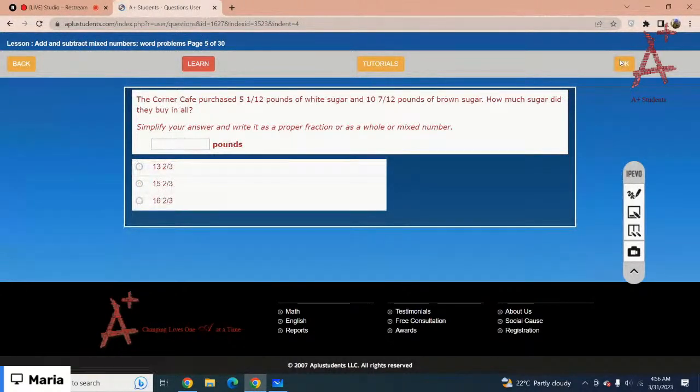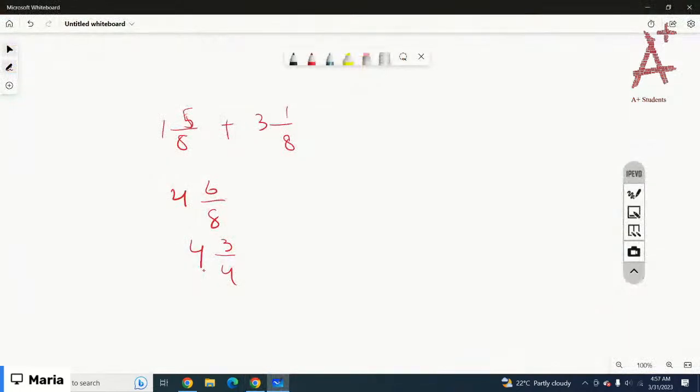Okay, the next one is, the Corners Cafe purchased 5 whole 1 by 12 pounds of white sugar and 10 whole 7 by 12 pounds of brown sugar. How much sugar did they buy in all? Also just add them. It would be 5 whole 1 over 12 plus 10 whole 7 over 12. Add the whole numbers. 10 plus 5 makes 15. 7 and 1 make 8 over 12. Divide them by the common factor 4. That would be 15 whole 2 over 3. Got it? So the correct option is 15 whole 2 over 3.